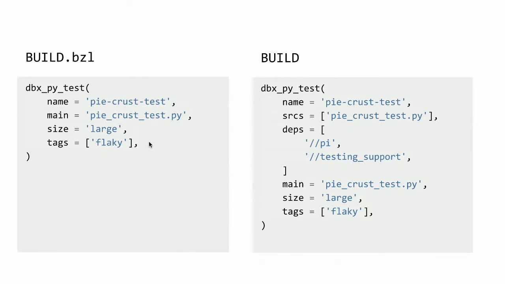But I still want my dependencies to be automatically generated from my pie crust. So in my build.bzl file, I put the name and the main, and then also the tags and size that I want. And then when I generate this build file, I will get all the attributes that I manually specified copied over, as well as the dependencies automatically generated.